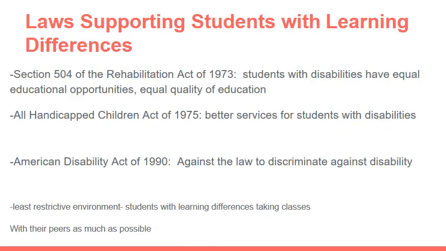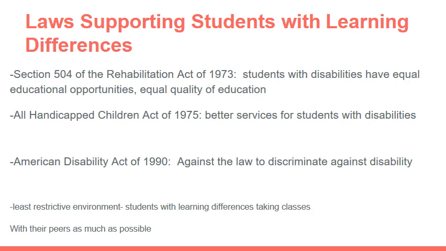So first, let's quickly start with some laws that defend and support the rights of students with learning differences. Section 504 of the Rehabilitation Act of 1973 stipulated that all students with disabilities or learning differences would have equal educational opportunities, and they would also receive an equally significant and proficient quality of education.